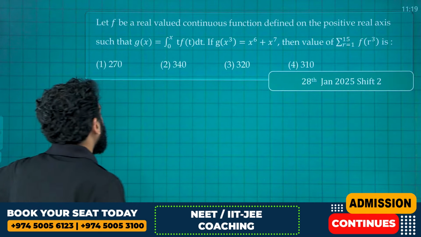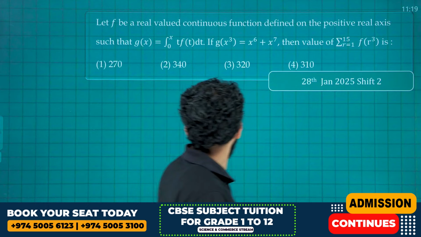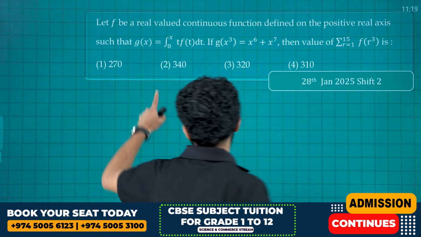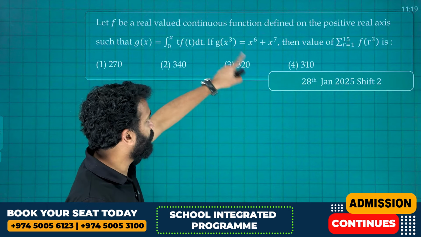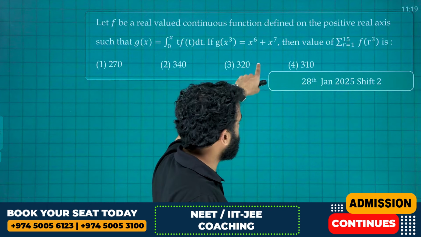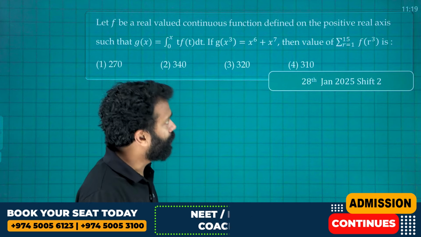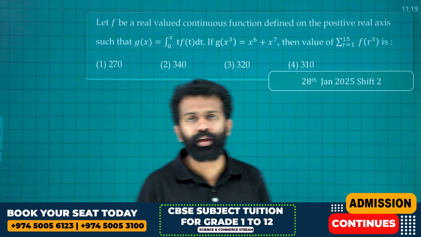Let f be a real valued continuous function defined on the positive real axis, such that g of x is equal to the integral from 0 to x of t into f of t dt. If g of x cube is equal to x raised to 6 plus x raised to 7, then you need to find the summation r equal to 1 to 15 of f of r cube.